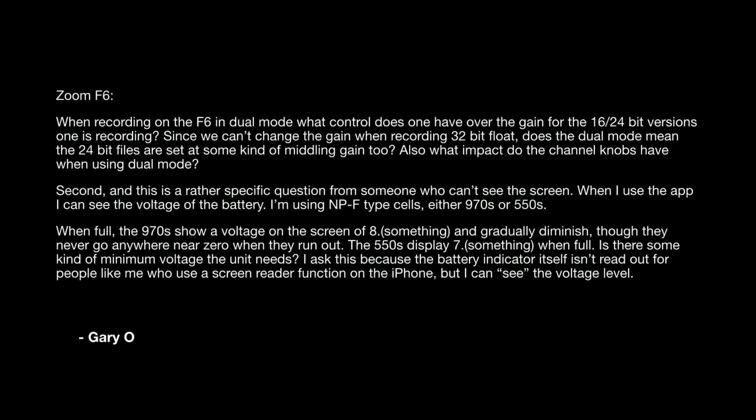All right, next up, Gary has some questions in regard to the Zoom F6. So Gary asks, when recording on the F6 in dual mode, what control does one have over the gain for the 16 or 24-bit versions one is recording? Since we can't change the gain when recording 32-bit float, does the dual mode mean the 24-bit files are set at some kind of middling gain? What impact do the channel knobs have when using the dual mode? So let's go ahead and take a look at that.